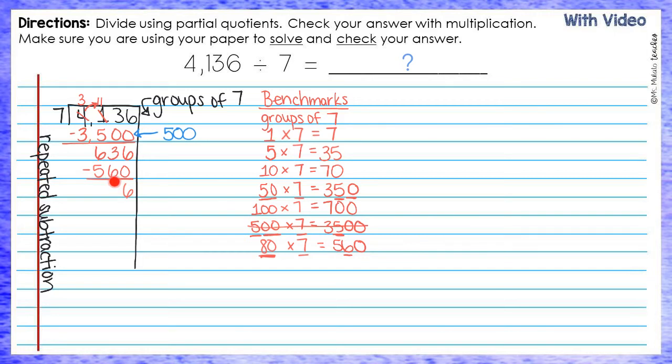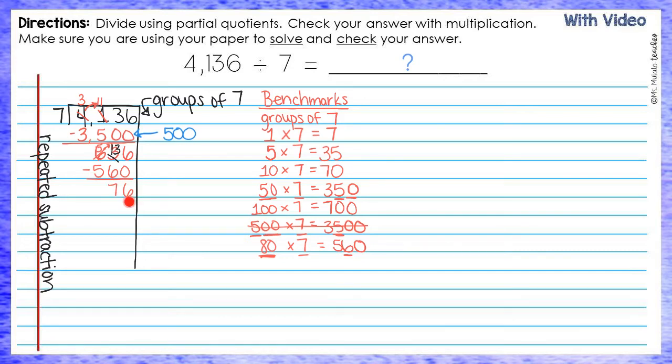3 minus 6, oh, we can't do that. We need to regroup from the hundreds place, use one of our hundreds, and 100 is the same as 10 tens, so now we have 13 tens. I'm going to write that in black so you can see the 13 tens. And then 13 minus 6 is 7.